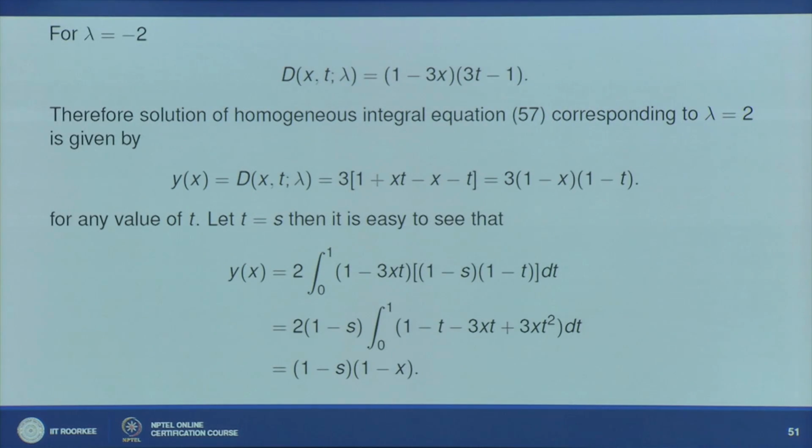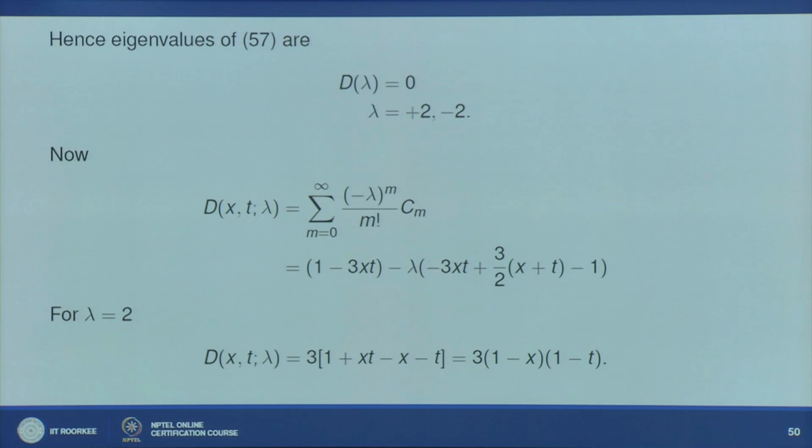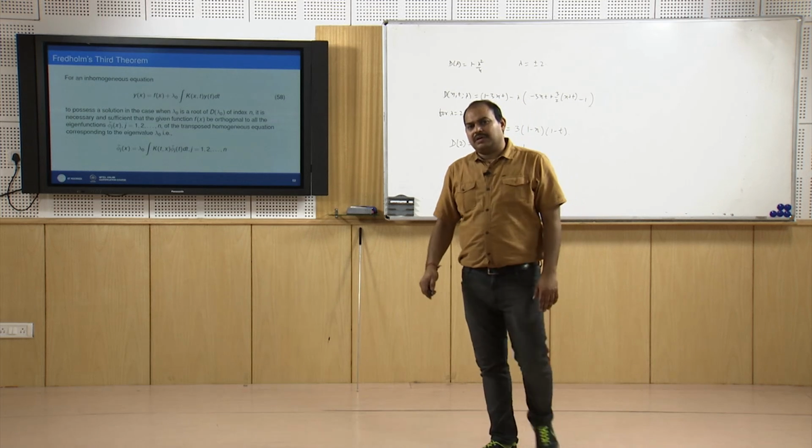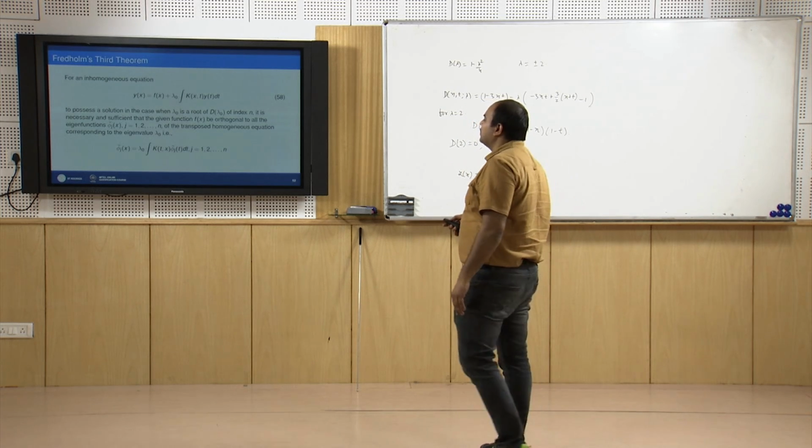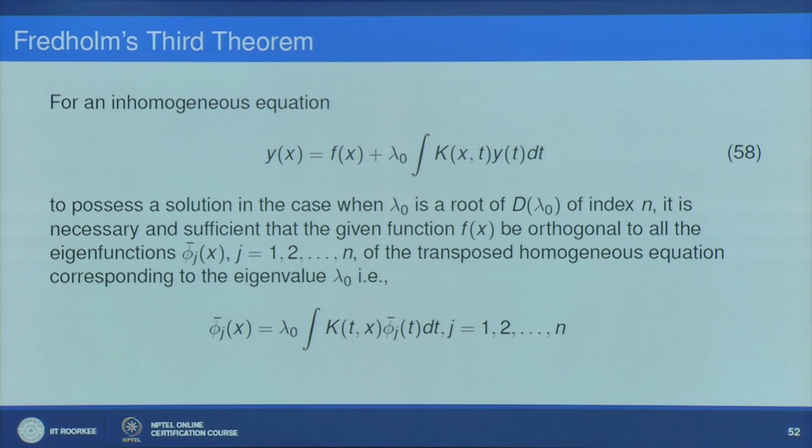Similarly you can do it for lambda equal to minus 2. You can check that for lambda equal to minus 2, this expression D(x,t;lambda) equal to (1 minus 3x)(3t minus 1) is a solution of the homogeneous integral equation for any value of t between 0 and 1. Okay. So let us try to find the solution for the non-homogeneous equation.